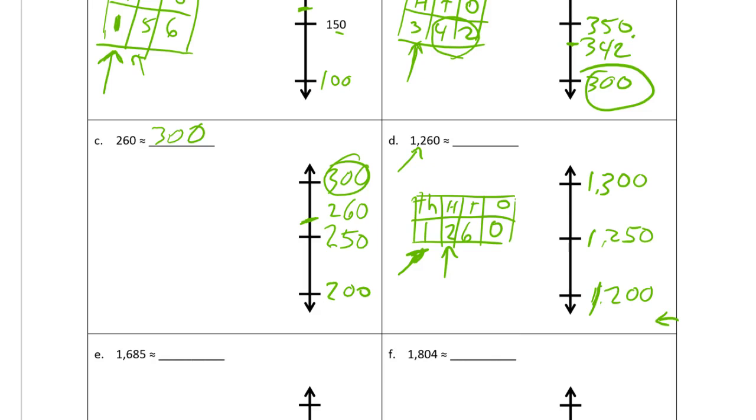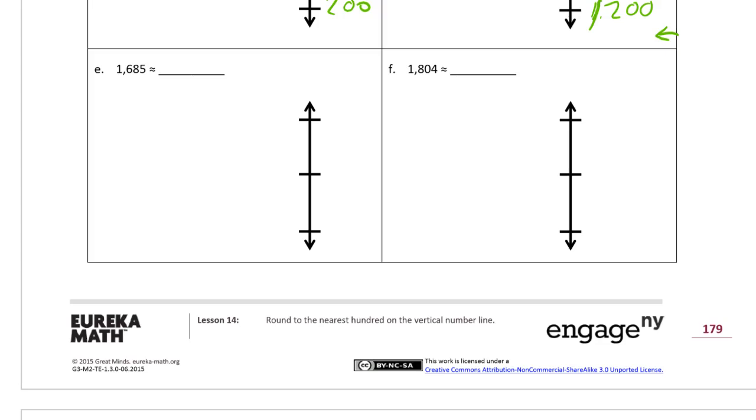So 1,200. 1,260 is going to be bigger than 50, so it's going to have to go up here. So that's about 1,300. Here's the next one.